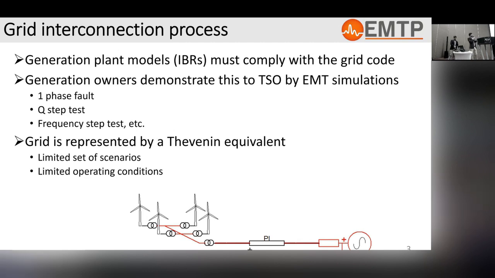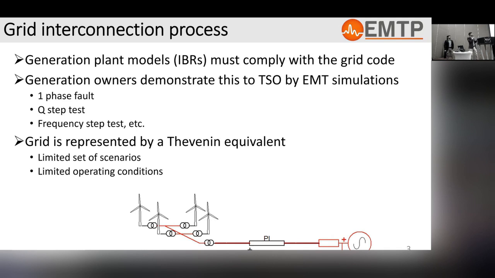We're going to start with the description of grid interconnection process. So it is not a secret that we need to develop generation plant models, and they must comply with grid codes, as many presentations today have already discussed, including the one a couple of seconds ago. And the way to demonstrate that the model complies with the grid code is by presenting test results.